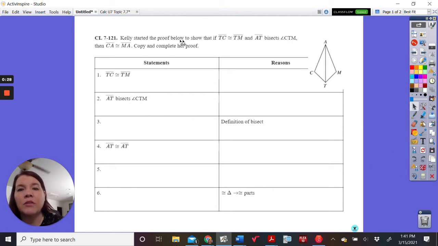So Kelly started a proof below to show that TC and TM are congruent. So she's trying to demonstrate that two sides are congruent, and she doesn't know that yet. Let me restart. If TC and TM are congruent and TA bisects angle CTM, then CA and MA are congruent.